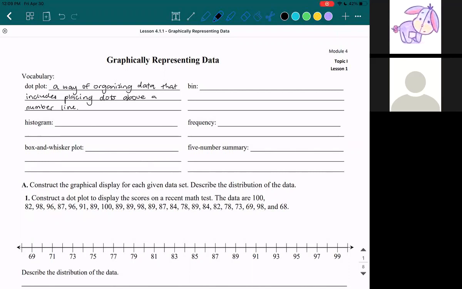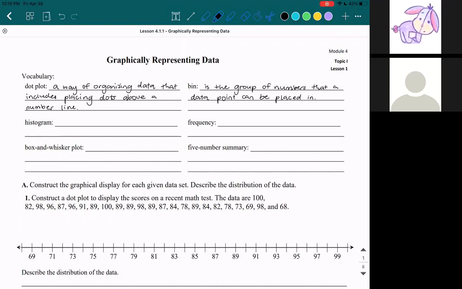So next vocabulary word is the word bin. A bin is the group of numbers that a data point can be placed in. Okay, and later on when we get to visualizing what a bin is, I'll talk about it again.